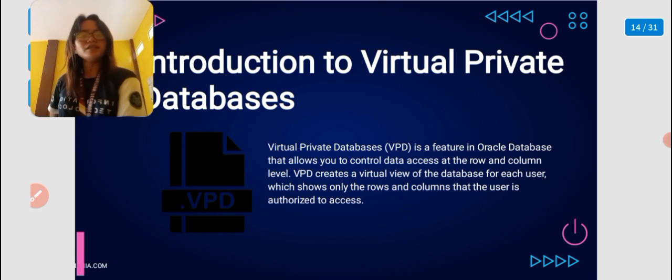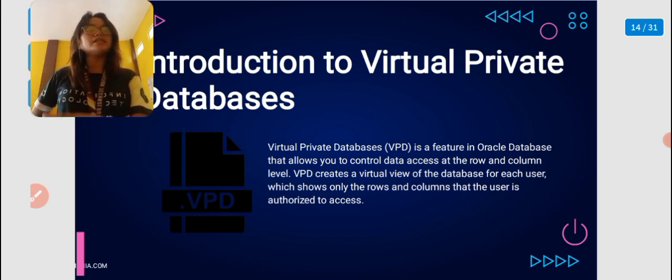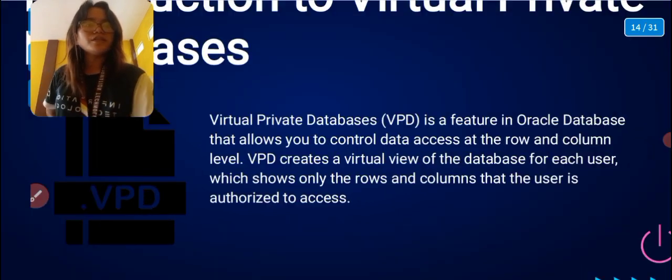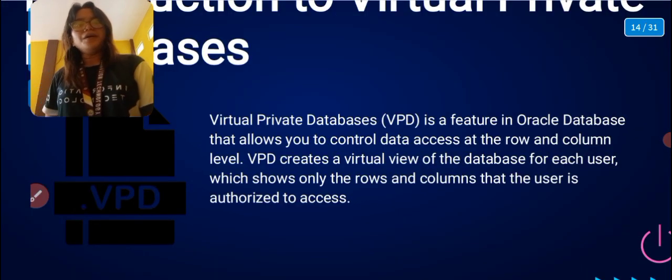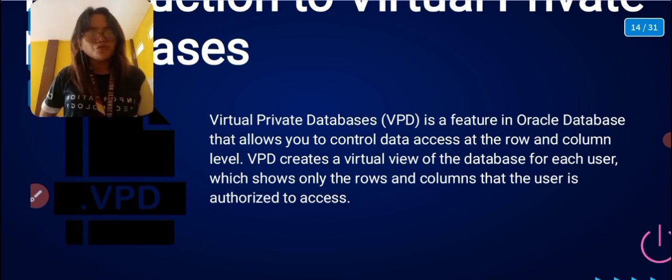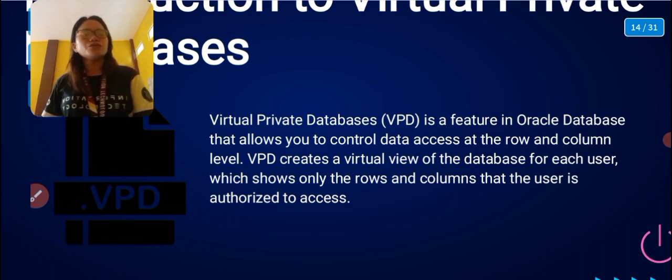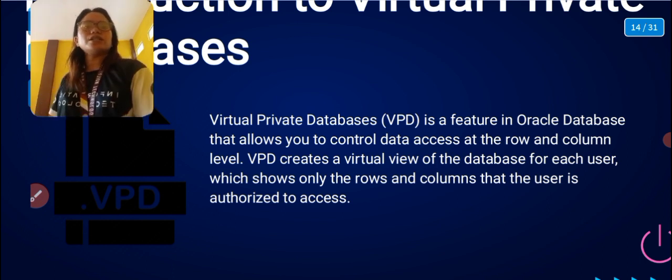So to start with, let me give an introduction to what virtual private databases are all about. It is a feature in Oracle database that allows you to control data access at the row and the column level. VPD creates a virtual view of the database for each user, which shows only the rows and columns that the user is authorized to access.